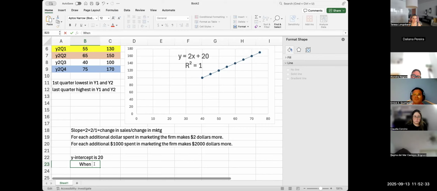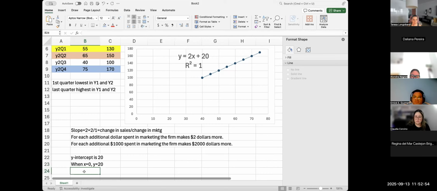So the interpretation of the y-intercept is: when x equals 0, y equals 20. That's literally what it is, but now let's explain it in the context of the problem. So how would you say that in words related to the problem? You guys wrote something.